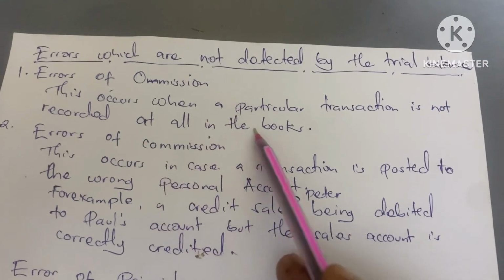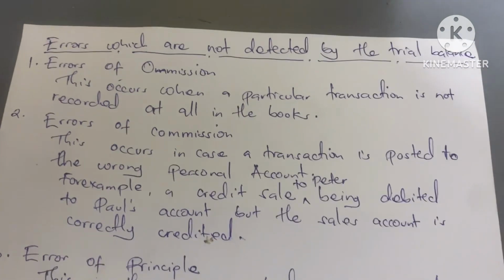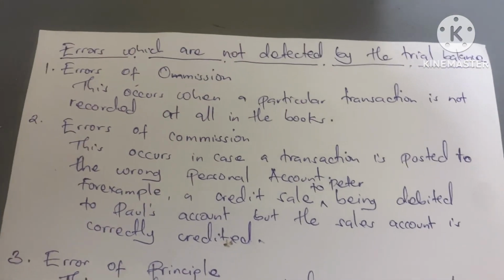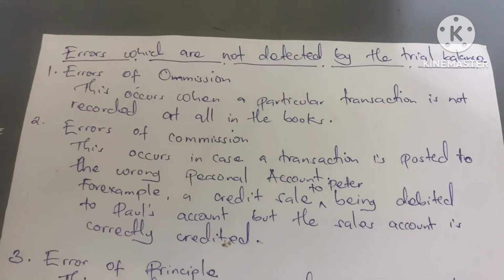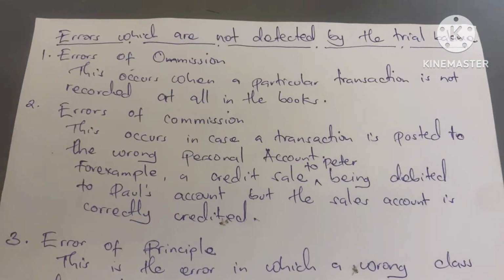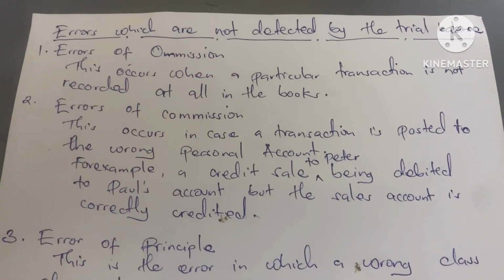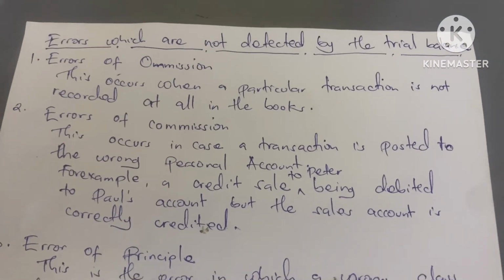This one occurs when a particular transaction is not recorded at all in the books. So it is not anywhere in the books. It was omitted, either it was forgotten or someone did it intentionally. So the trial balance will still balance because it was omitted. So it cannot be detected.